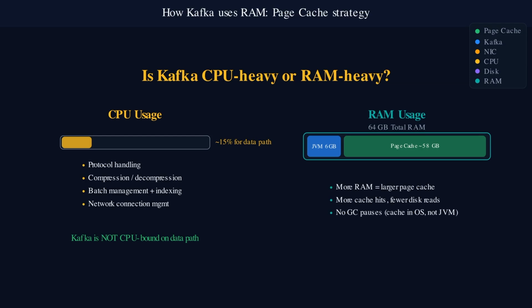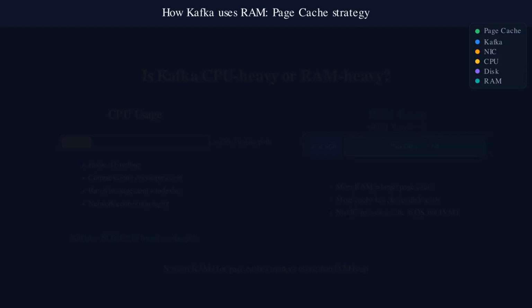On the memory side, Kafka takes a clever approach. Instead of managing its own large memory cache in the Java heap, Kafka delegates caching to the operating system's page cache. This means system RAM, not JVM heap memory, is what matters most. More system RAM means more data stays in page cache, which means more cache hits and fewer slow disk reads. A Kafka broker with 64 GB of RAM might only need 6 GB for its JVM heap, leaving the rest for the OS page cache. This design avoids garbage collection pauses and makes memory management much simpler.